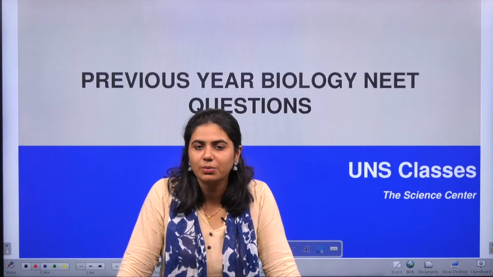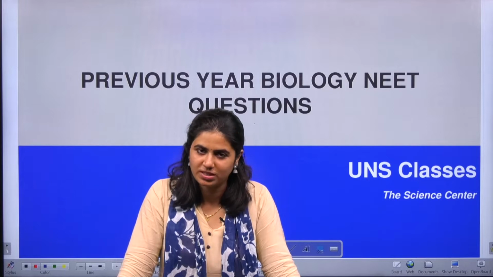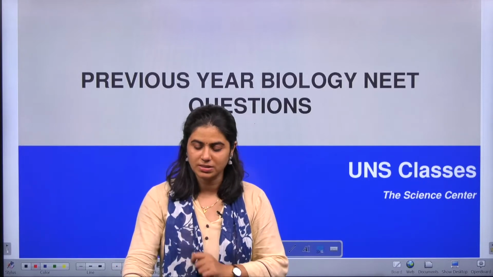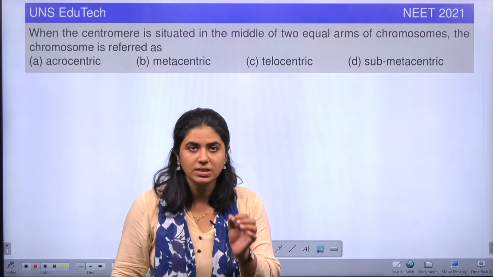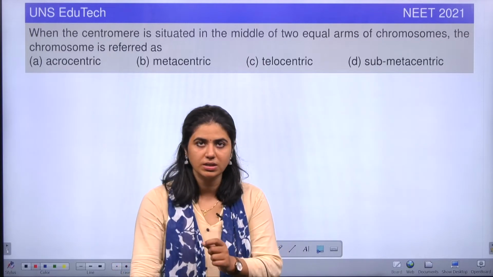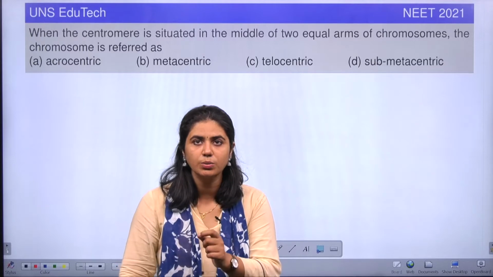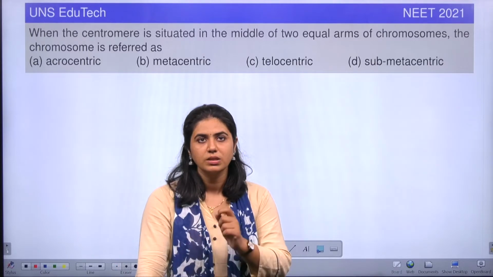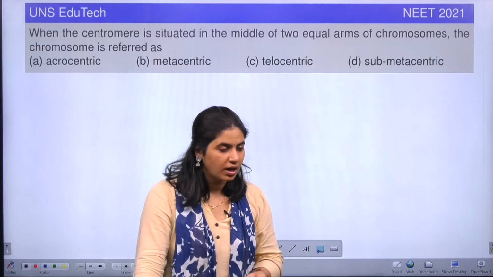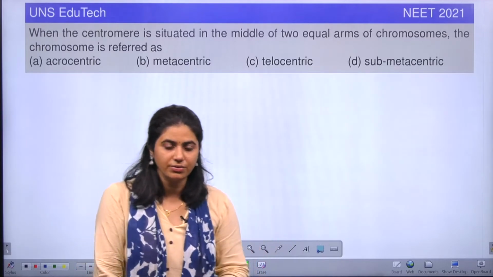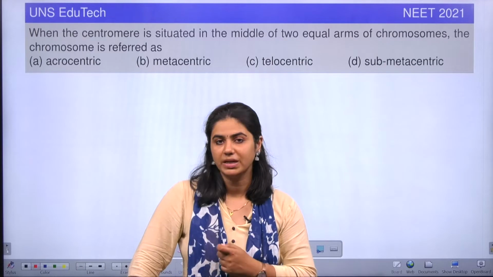We are again back with biology NEET previous year questions. Let's directly go to the question. Today the question is: when the centromere is situated in the middle of two equal arms of a chromosome, the chromosome is referred to as. The options are ectocentric, metacentric, telocentric and submetacentric.